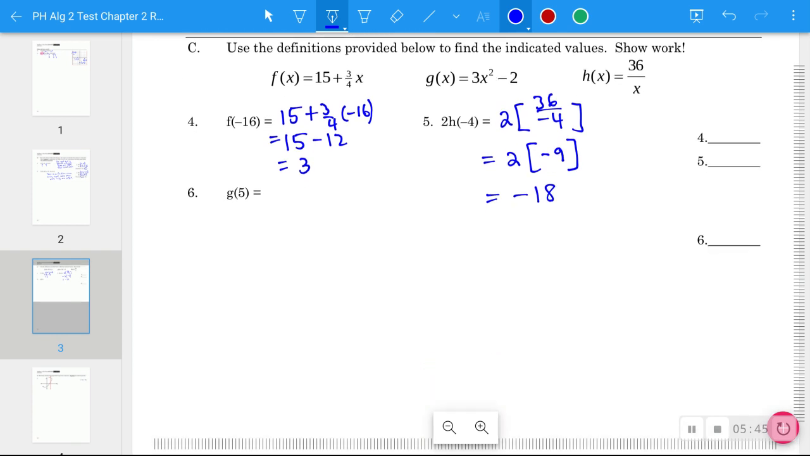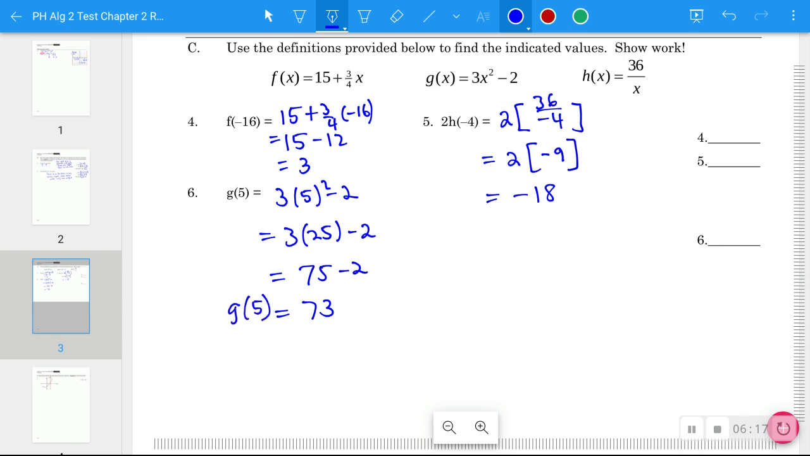Okay, g of 5. We're going to put a 5 in place of this variable here. That's what it means when you put the number in the parenthesis. So 3 times 5 squared minus 2. Squaring happens first, followed by multiplying, and finally subtracting. So g of 5 is 73, and I'm going to write that there.